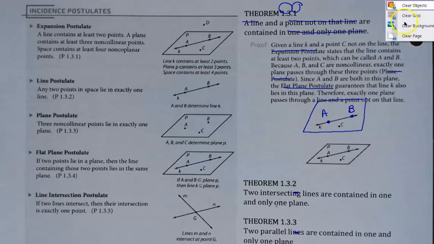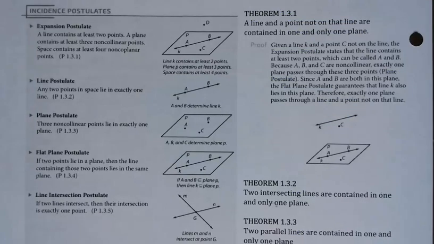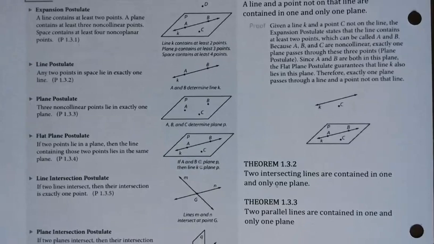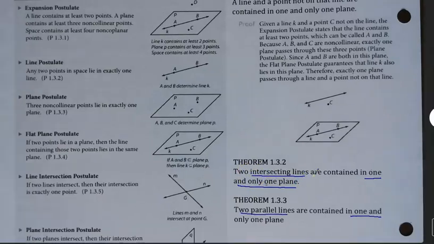Then let's look at the next 2 theorems. Theorem 1.3.2 says two intersecting lines are contained in one and only one plane. Theorem 1.3.3 says two parallel lines are contained in one and only one plane as well. All right, so you guys are free to get started on your homework.